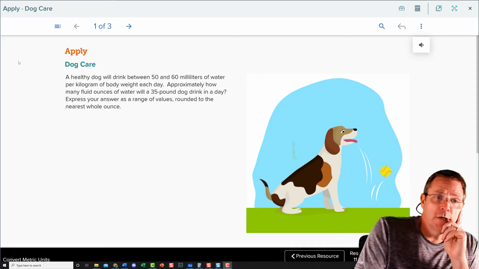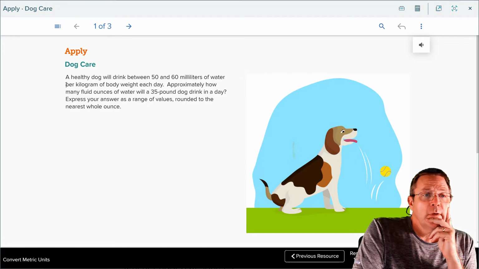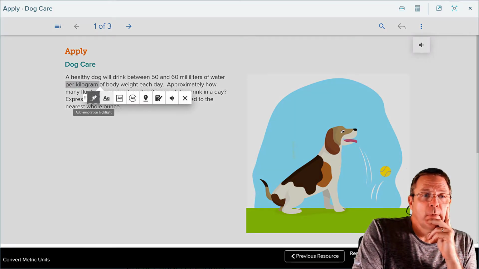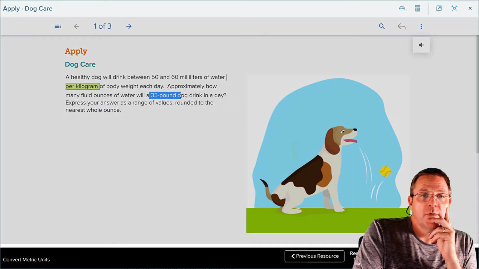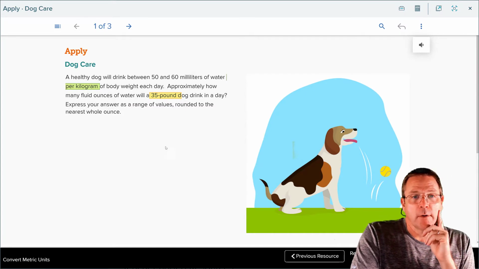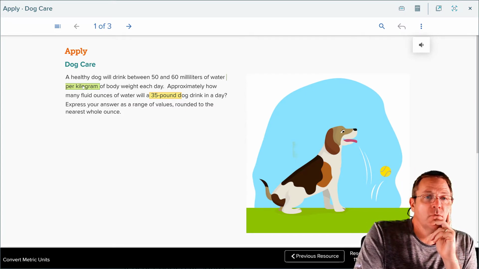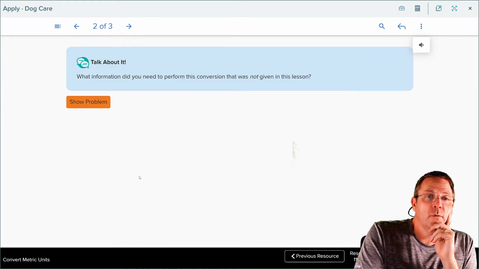Well, we've got some questions to figure out here. First off, we know that this is per kilogram, right? But our dog's weight is given to us in pounds. We have a 35-pound dog that we've got to convert to kilograms, and then we're going to multiply that number by 50 to 60 milliliters. So let's move forward from there.